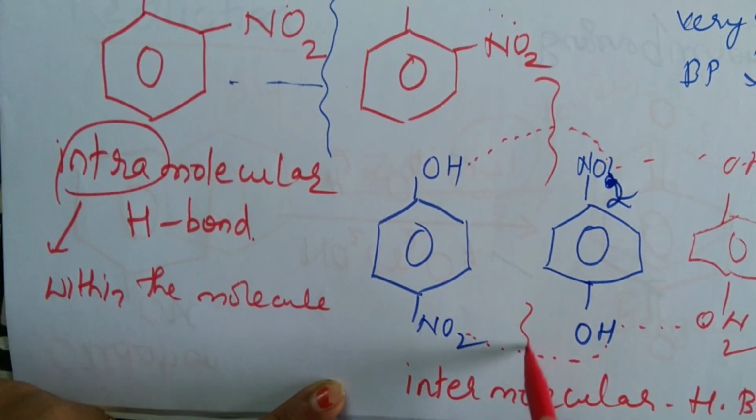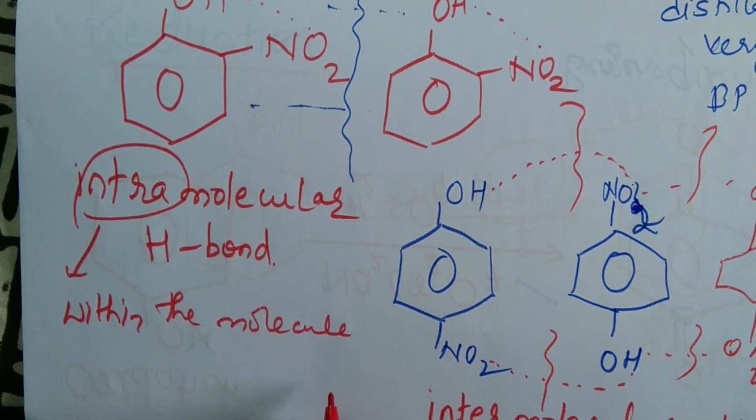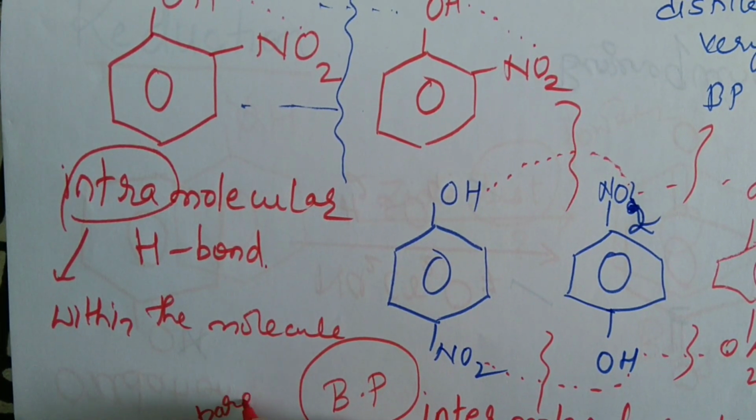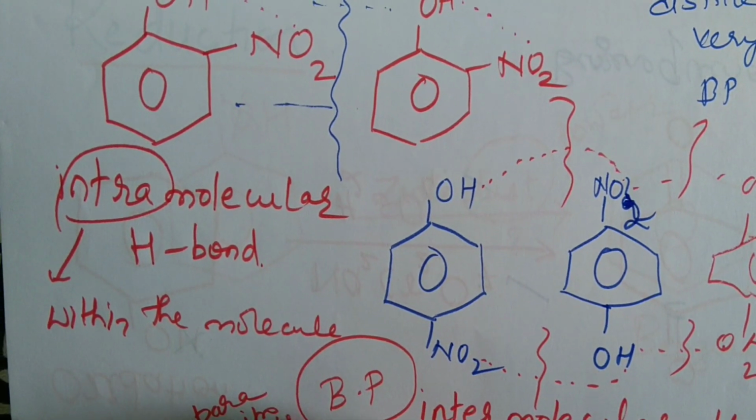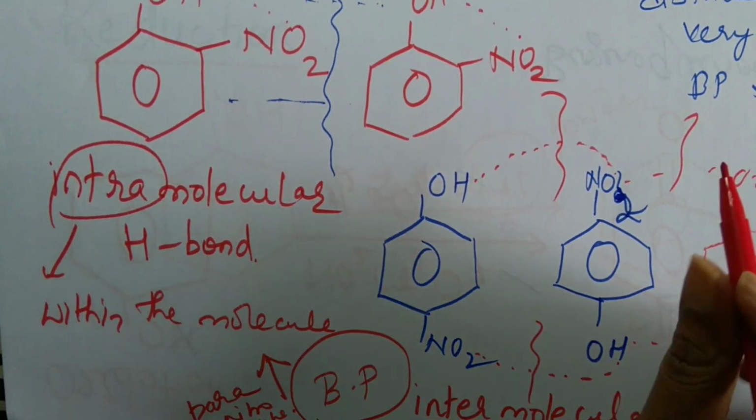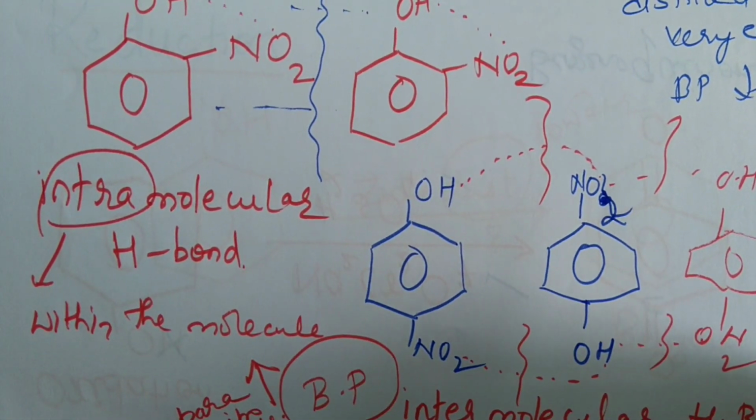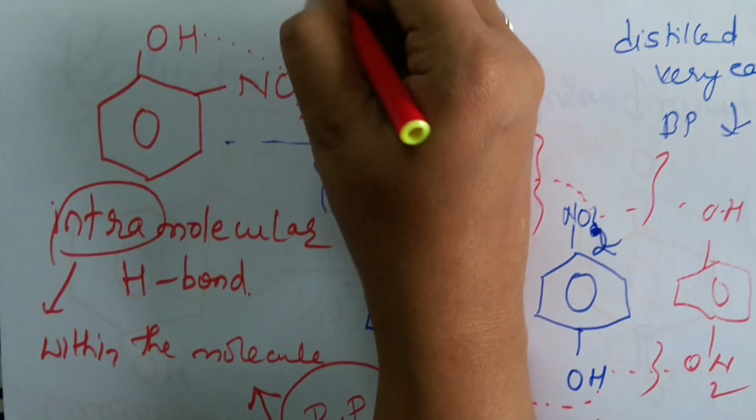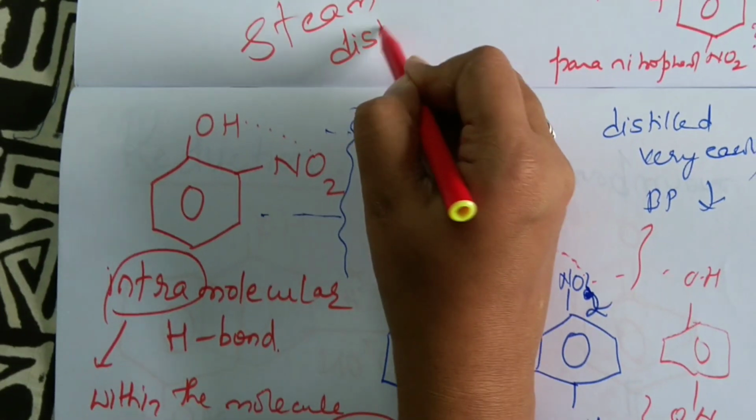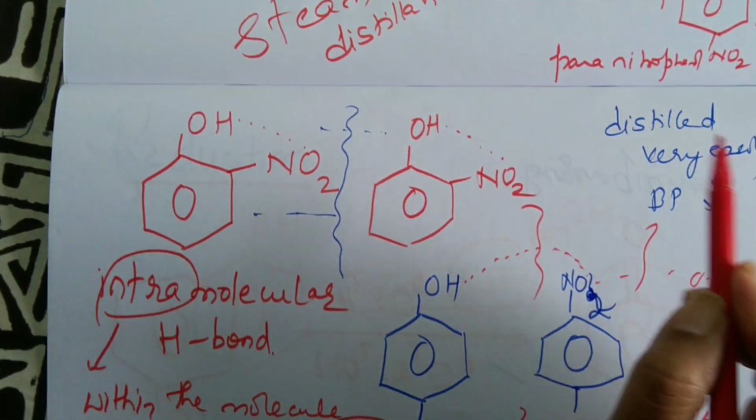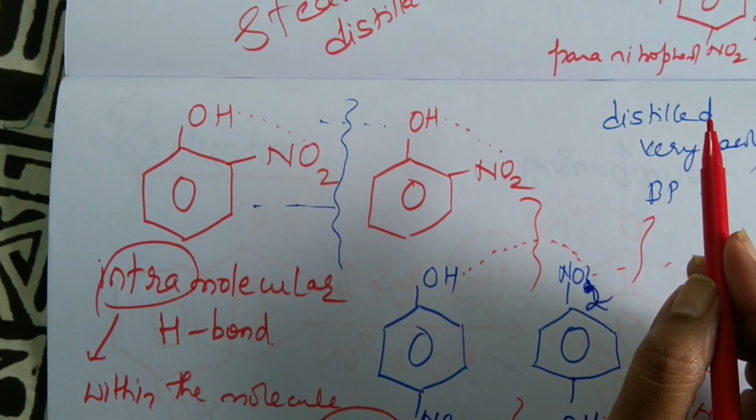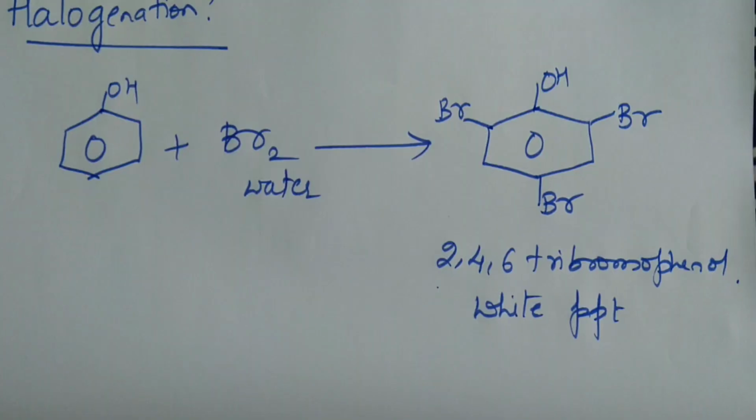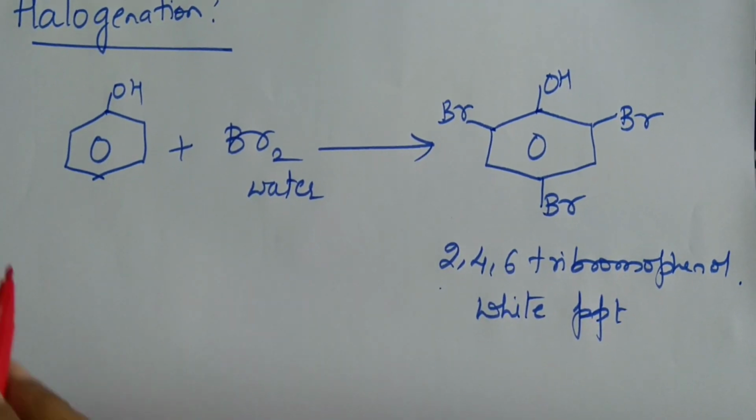So I need to spend more energy to break these bonds. Therefore, the boiling point of para-nitrophenol is higher compared to that of orthonitrophenol. So they can be easily separated by which distillation? Steam distillation. Here you can also very well answer why the boiling point of orthonitrophenol is less than that of para-nitrophenol.